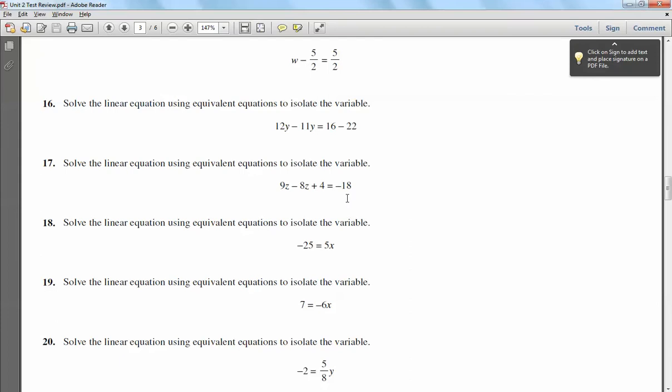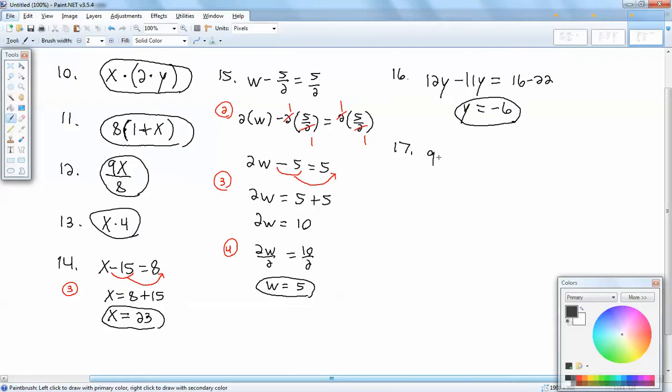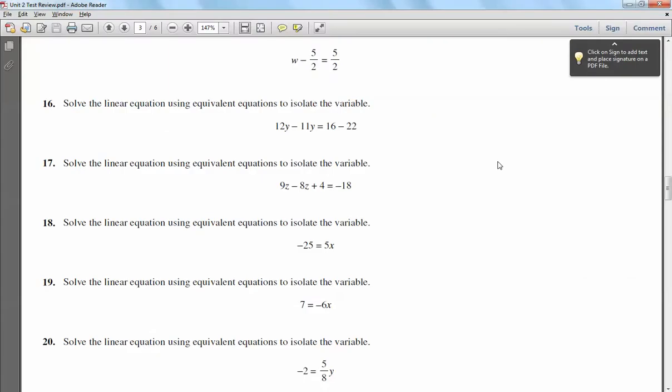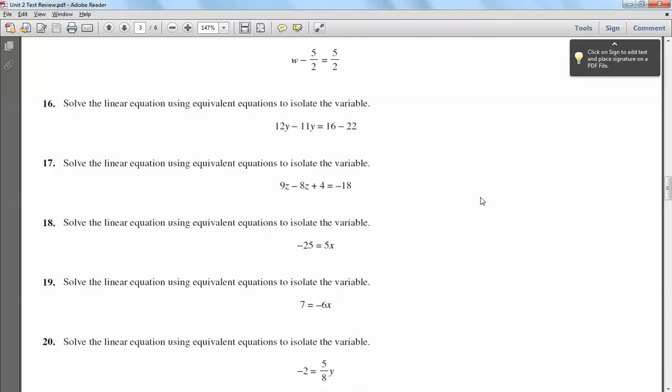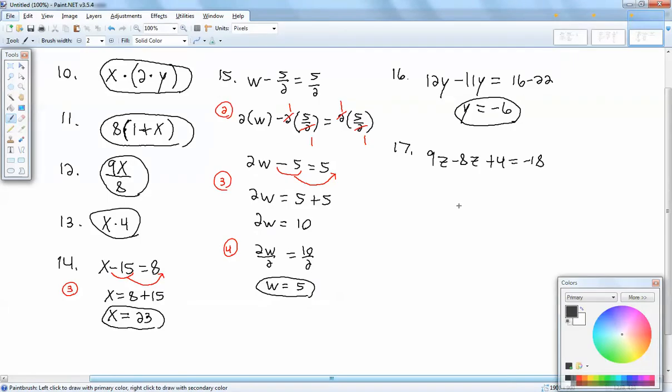17. 9z minus 8z plus 4 equals negative 18. Okay, our note up at top says any step, combine together like terms. Well, like terms, same variable to the same power. Here's 9z minus 8z. That's going to give us 1z, or just z, plus 4 equals negative 18.